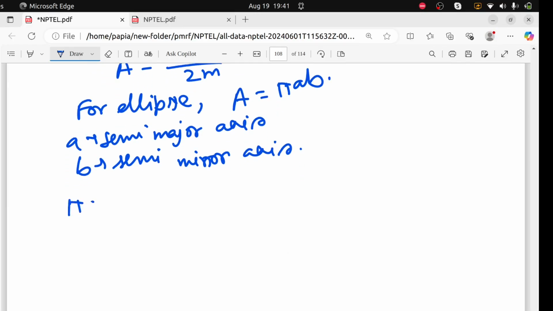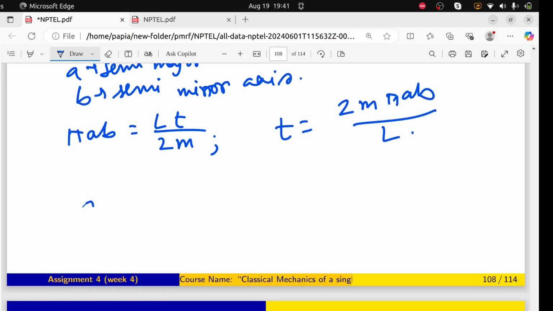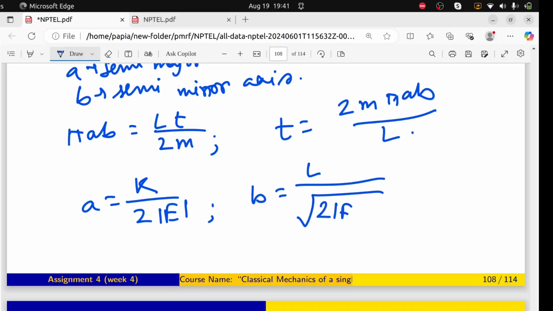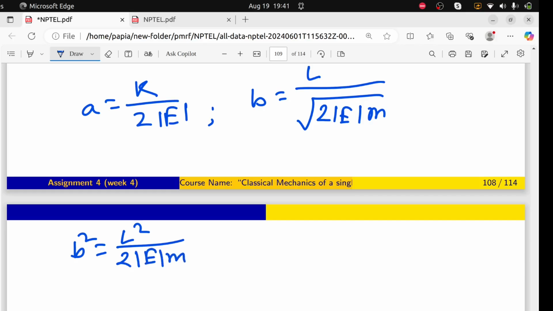Okay, so pi AB is L t by 2m. T is 2m pi AB divided by L. Now we have L equals k by 2e and B equals L by root over 2em. So B square is L square by 2em. So 2e is L square by m B square.